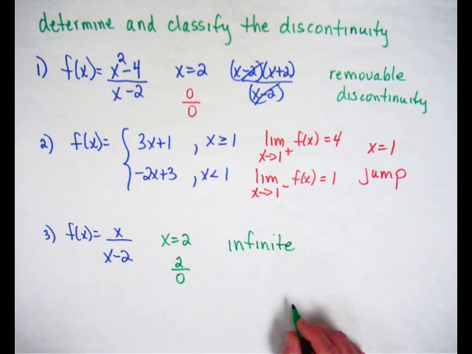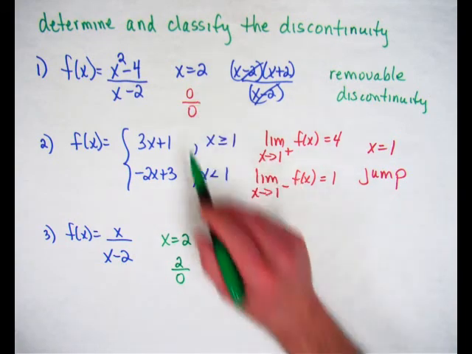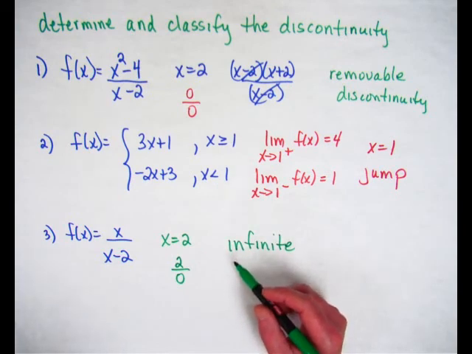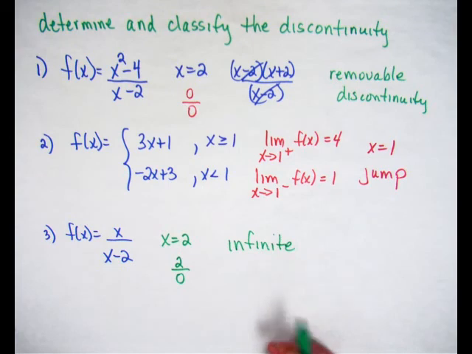So very simple to determine discontinuities. 0 over 0 is removable. Piecewise functions are functions that are potentially jump discontinuities because they're not meeting each other. And a number over 0 gives you what's called an infinite discontinuity.